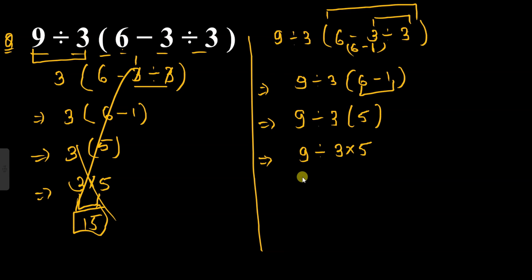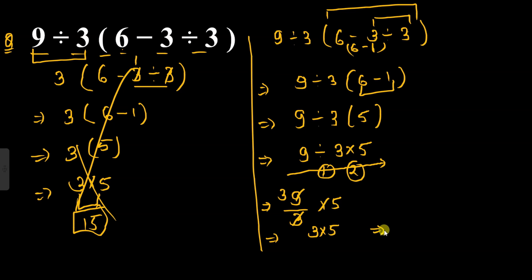Now, if we check from left to right, the first priority is division, so we'll solve the division. The second priority is multiplication, so we'll solve the multiplication. So 9 divided by 3 times 5. 9 divided by 3 is 3. Now, 3 times 5 equals 15. This is the right answer.